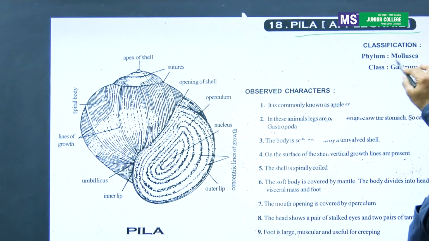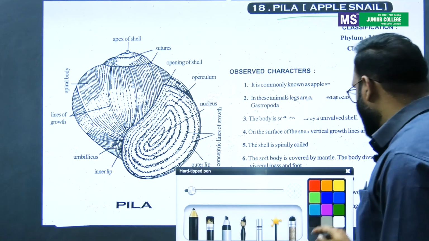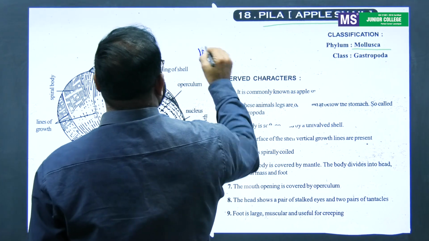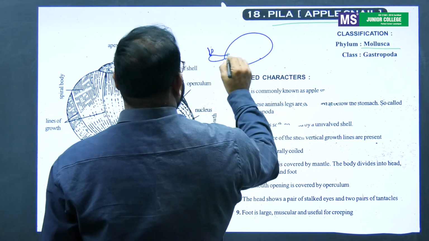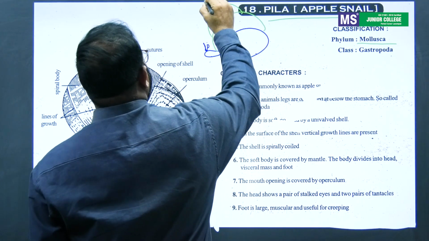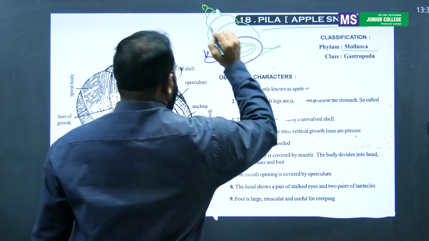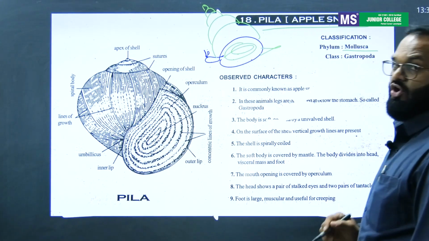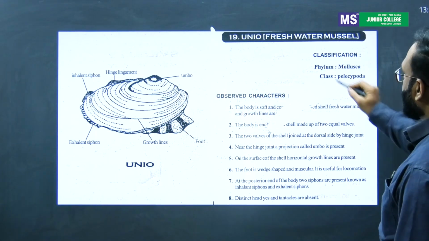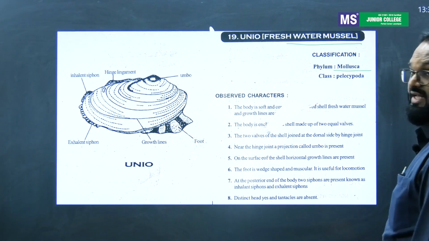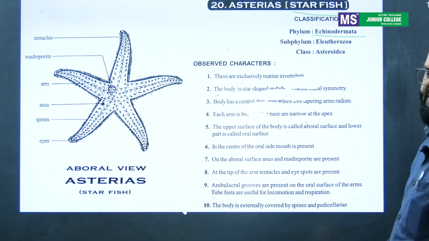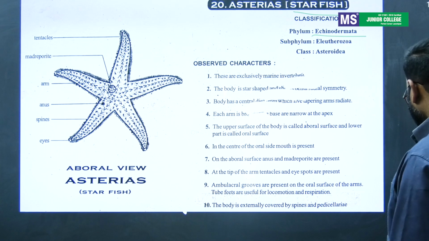Pila, apple snail, phylum Mollusca. Simple diagram, like this. Be confident, students, while drawing the diagram. Unio, water mussel, phylum Mollusca. Asterias, starfish, belongs to phylum Echinodermata.